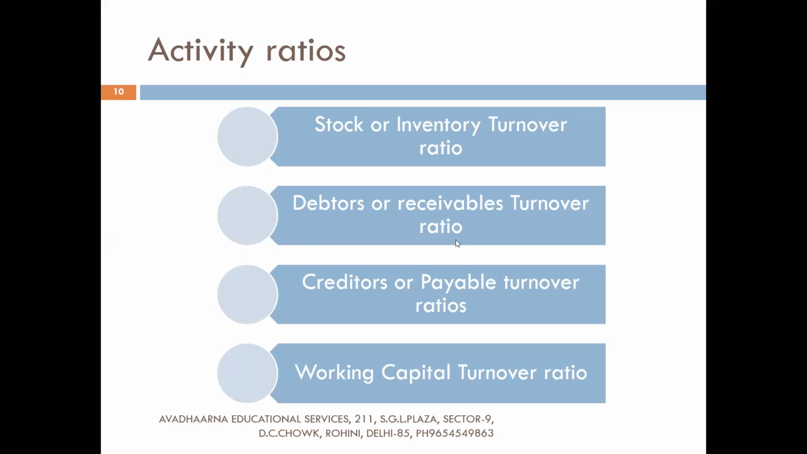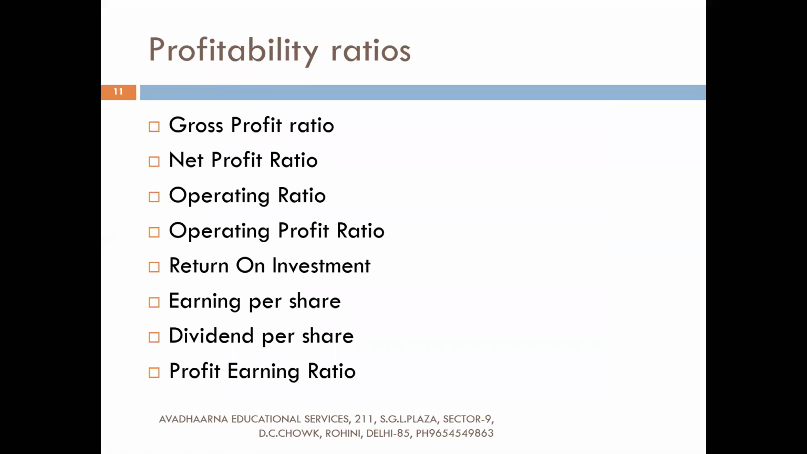Let's move to the last type of ratio. The last type of ratio are profitability ratios. We are going to learn about these different types of profitability ratios. First is gross profit ratio. Second, net profit ratio. Third, operating ratio. Fourth, operating profit ratio. Fifth, return on investment. Sixth, earning per share. Seventh, dividend per share. And last, eighth, price earning ratio. We are going to learn about these ratios in detail in our series of videos.